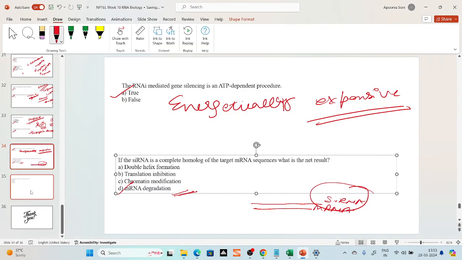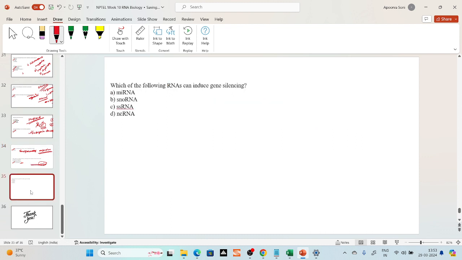Now the next question is the last question. Which of the following RNA can induce gene silencing? miRNA, snRNA, ssRNA, or ncRNA? Again, in this question, hint: you might think that there is more than one correct option, but try to look for the more specific one.